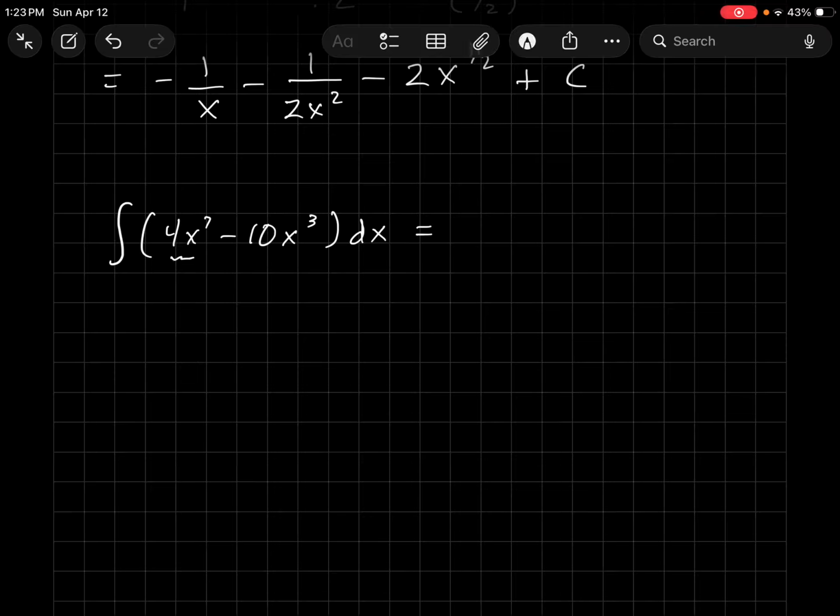So the constant rule in the first one says we'll just leave the 4 and multiply it. And then we do x to the 8th, because we add 1 to the power, and divide by the new power. And then minus 10 times x to the, add 1 to the power, divide by the new power, gives us x to the 4th over 4, plus c. And you can simplify this if you would like to. I will leave it as is.